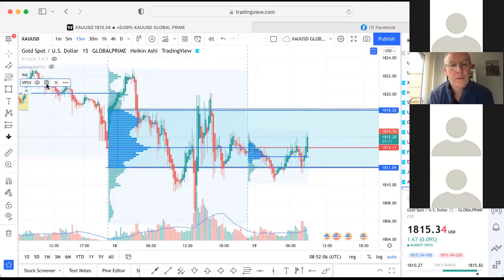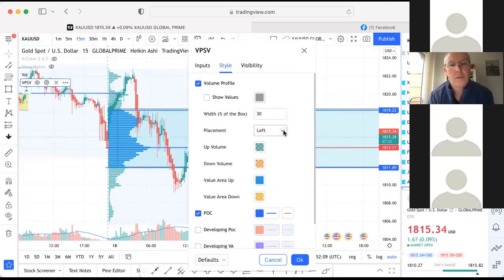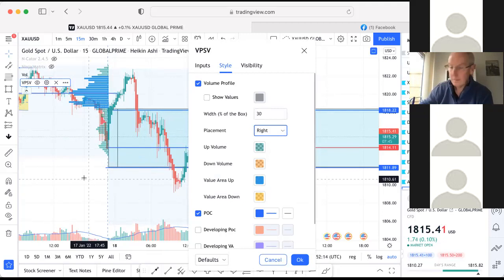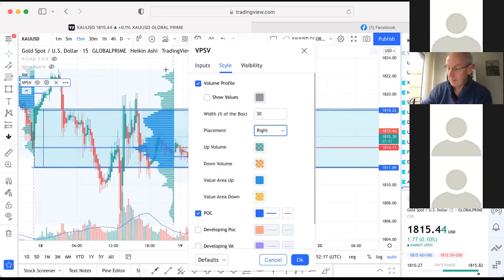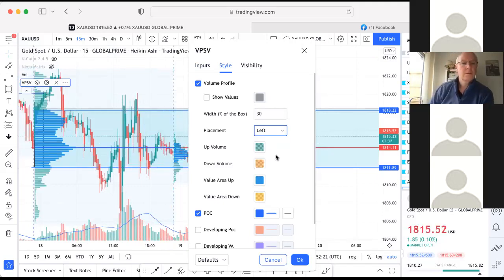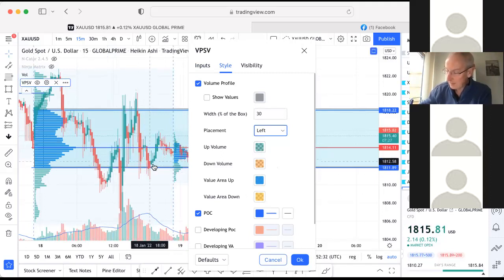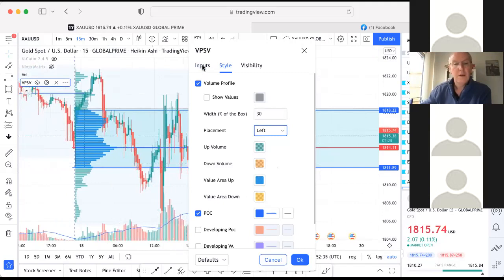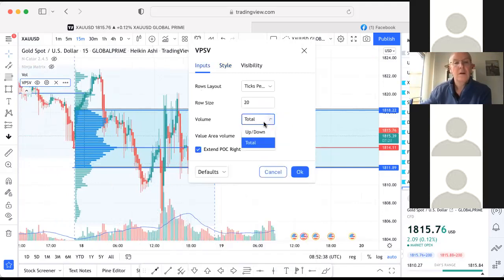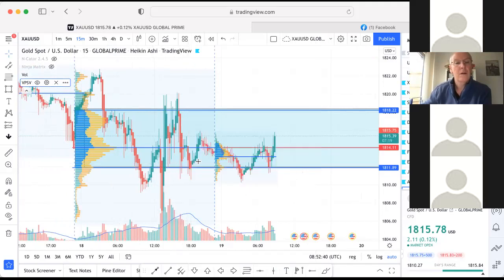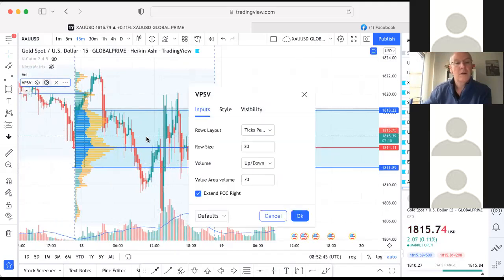And some of these are fairly obvious. We're placing it to the left, we can choose to place it to the right. Place it to the right, it appears on the right-hand side of the day. And then up volume, down volume, and value area up and value area down. So the up volume, which we, in the last one, right. So if we go back to up volume, down volume.